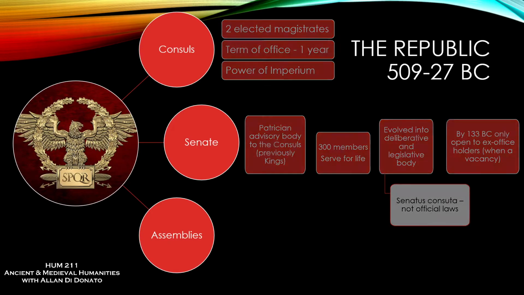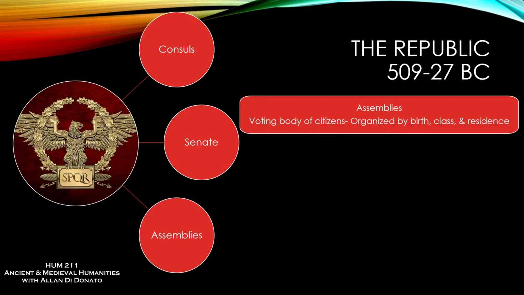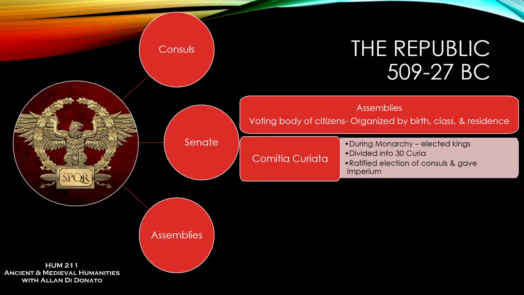The last group are the assemblies. So let's take a look at what the assemblies were. These were the voting citizens. All right, it's a body of citizens, and they could be organized by birth, class, or residence. So there are different types of assemblies that could be gathered together for voting purposes, depending on the types of things you're voting on. So the Comitia Curiata, which is an early assembly, apparently existing during the monarchy, this is according to tradition, elected the kings, was divided into 30 groups or curia. And later this particular assembly would ratify the election of consuls and officially give the consuls their power of imperium.